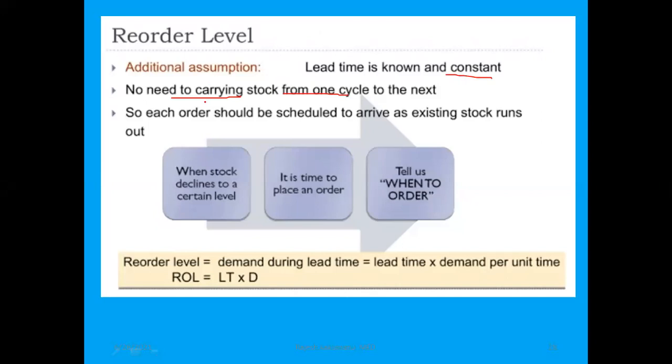Now if you see the chart, when stock declines to a certain level, then it is the time to place an order. When your stock keeps reducing and reaches a certain level, then automatically you have to go for placing an order. Once you place an order, it tells us when to order, right?